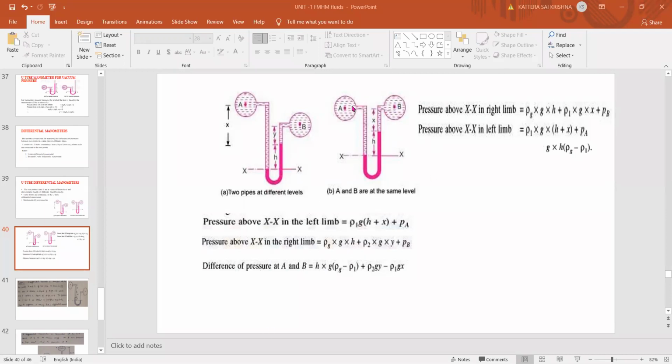Similarly, for two pipes at the same level, see here, A and B are both at the same level. So that's why we can say they are at the same level. Again, the same concept we'll use. We'll draw the datum line where the mercury level is at the lowest side. So draw a datum line here, XX.